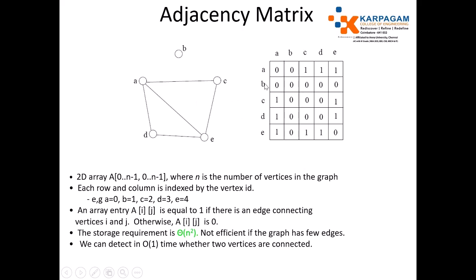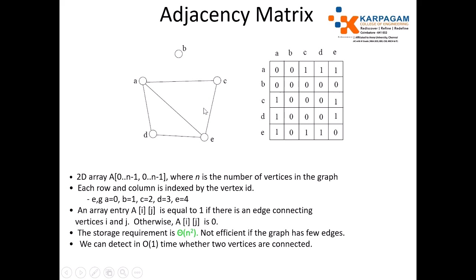A to C means I will have a value 1. I have a connection A to D, so A to D will be 1. I have a connection with A to E, so A to E will be 1. B is not connected to any node, so all the values are set to 0.